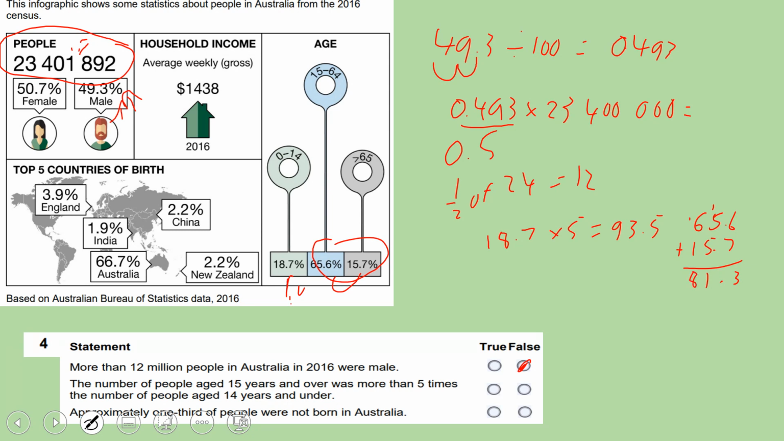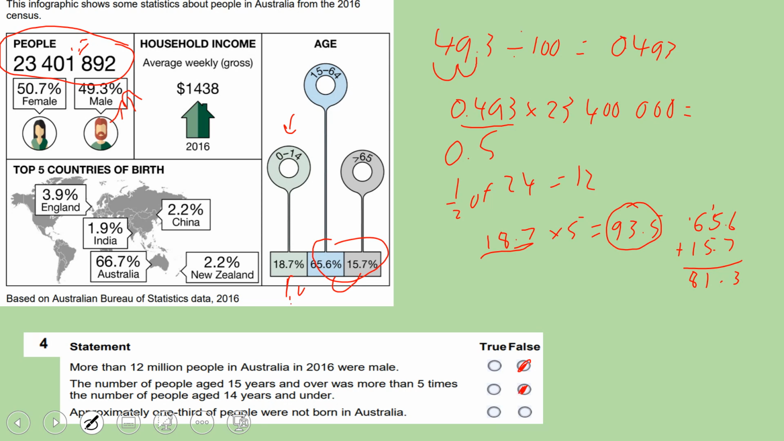So we would need 93.5% of people at least for there to be more than 5 times as much as the 18.7, 5 times as much of those under 15s, which we do not have. So when it asks whether the number of people aged 15 and over was more than 5 times the number of people aged 14 and under, that is not true.